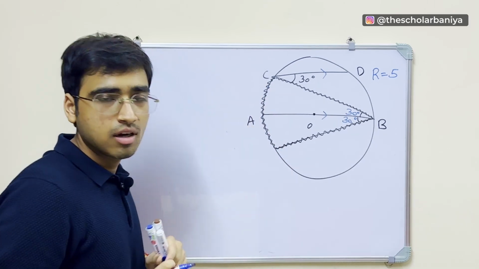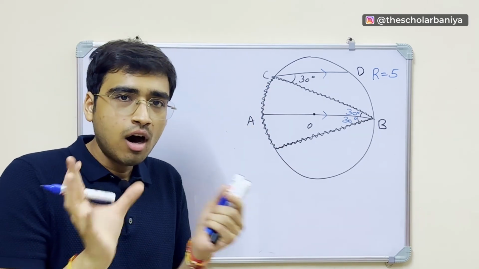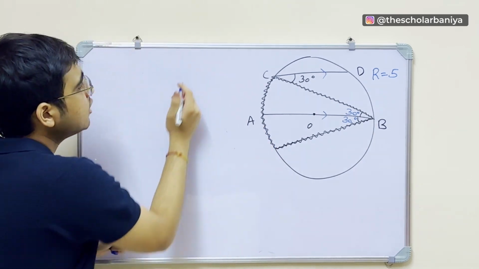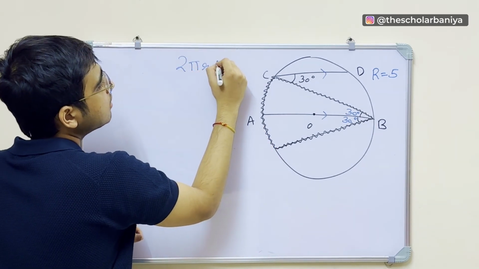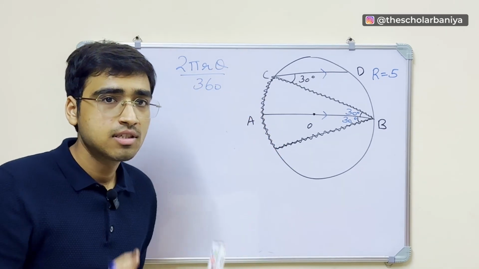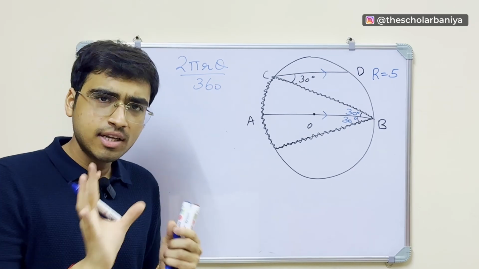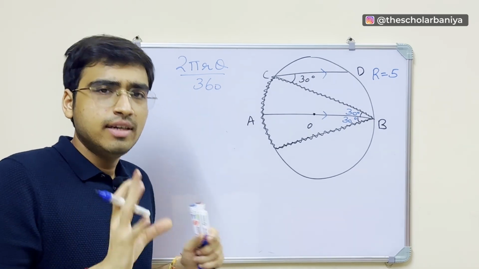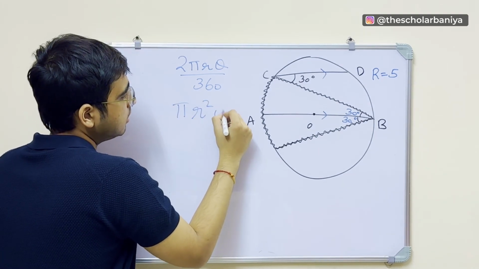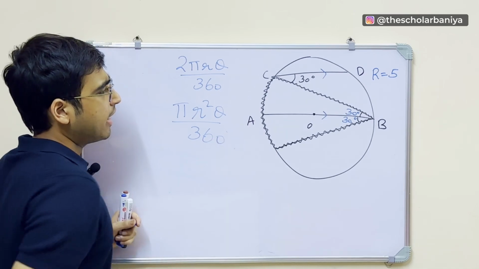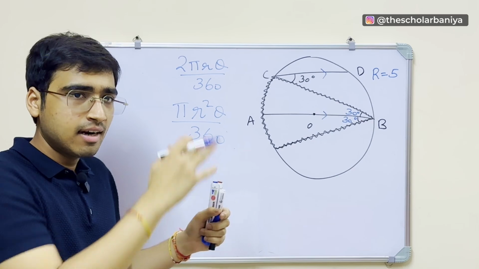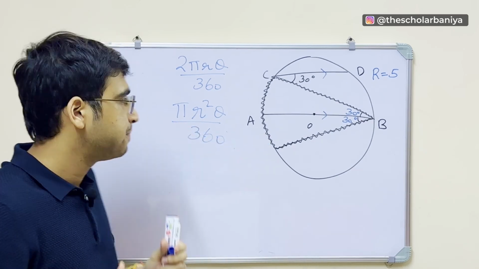Now tell me one thing, firstly let's calculate this part. What is the length of the arc in a circle? For example, this is an arc. The length of the arc is 2 pi r theta upon 360. And what is the area of the given arc? The area of any arc in a circle is pi r square theta upon 360. I hope these things are very clear. And what is theta? Theta is the angle that the chord makes at the center of the circle.